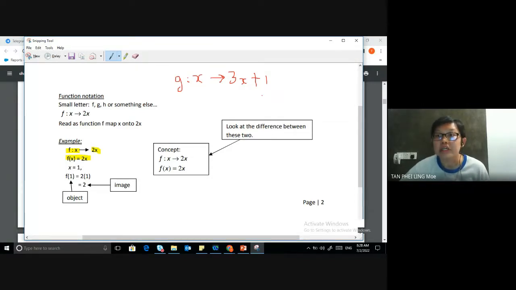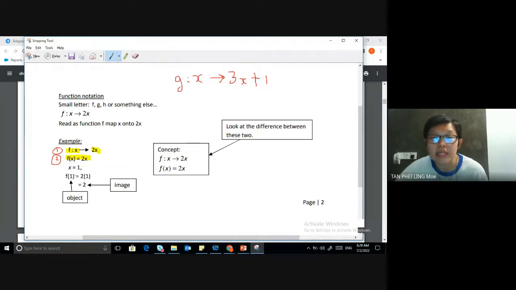Because this is very basic in calculus, even when you go up to university. So when you're asked to present maths and explain, you won't put a shame on yourself that you don't know how to read that. So we said function g maps x onto 3x + 1. So these are two ways of writing it. The first way is like what we did, the second way is you can just read it as f(x) = 2x.